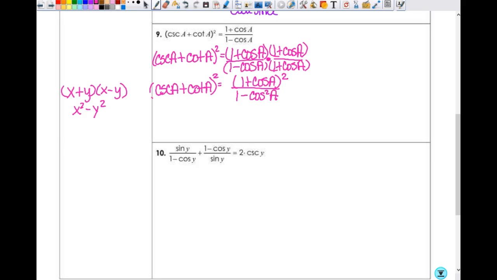Why is it 1 minus cosine squared A? Because it's the difference of squares. Oh yeah, and it's over. Okay. So with the difference of squares, it's the first thing squared minus the second thing squared. Okay. All right.